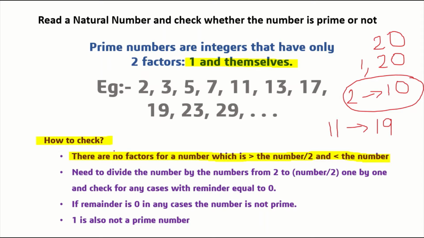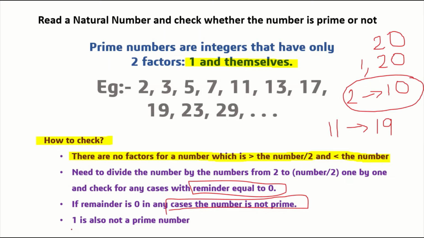Okay. So we need to divide the number by the numbers from 2 to number by 2, one by one, and check for any cases with remainder equal to 0. If we find any number with remainder equal to 0 when we divide, then in that case the entered number will not be a prime number.